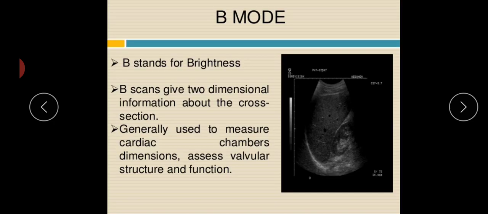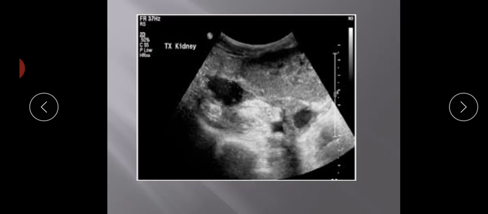The B mode stands for brightness mode, or the B in the B mode stands for brightness. B scan gives two-dimensional information about the cross section, generally used to measure cardiac chamber dimensions, assess valvular structures and function. So B mode produces a picture of a slice of tissue like this.